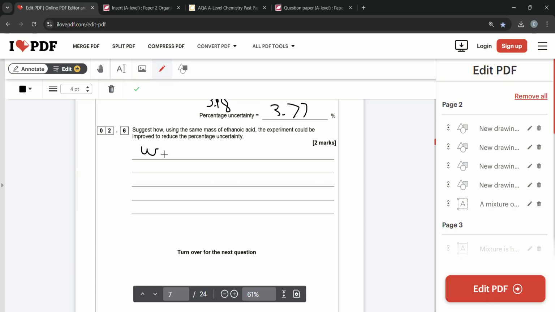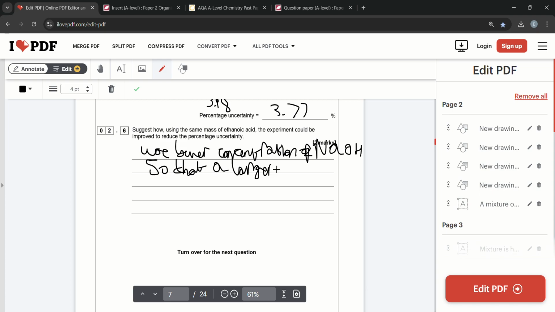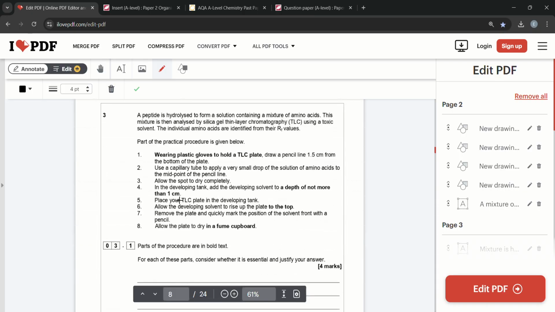Reduce percentage of uncertainty. Use a lower concentration of sodium hydroxide, NaOH, so that a larger titer is required. Use low concentration of sodium hydroxide so that a large titer is required.